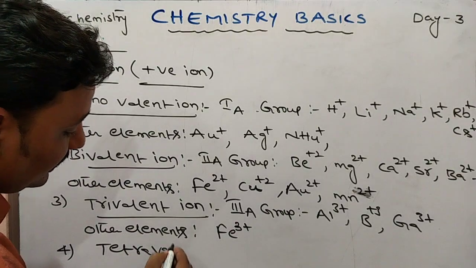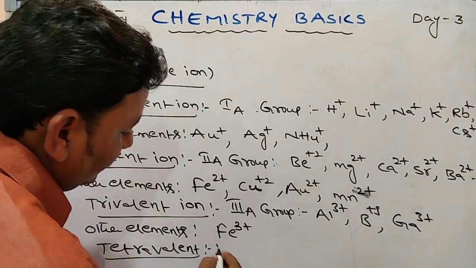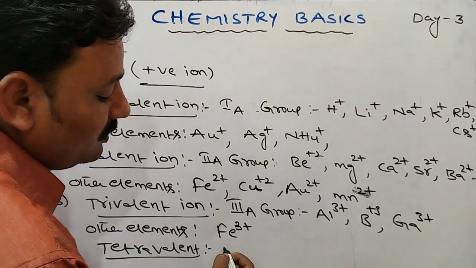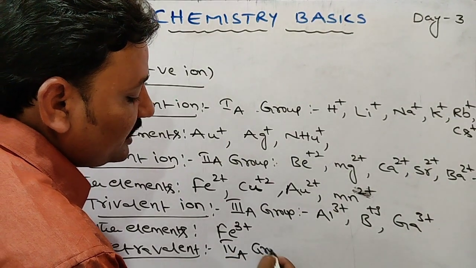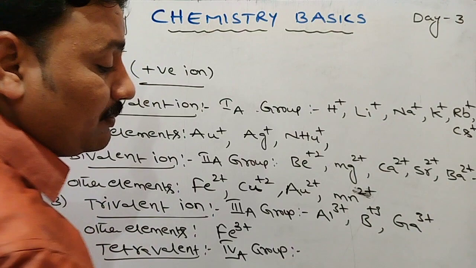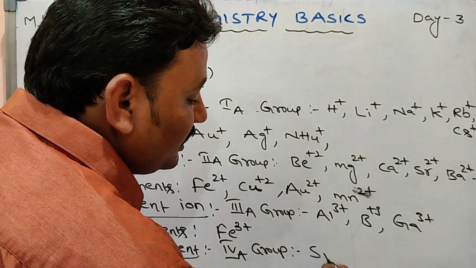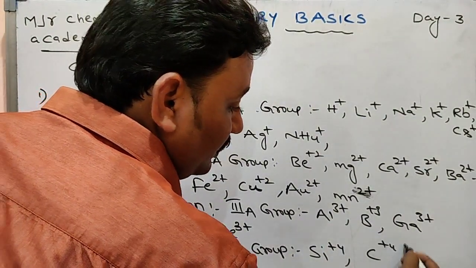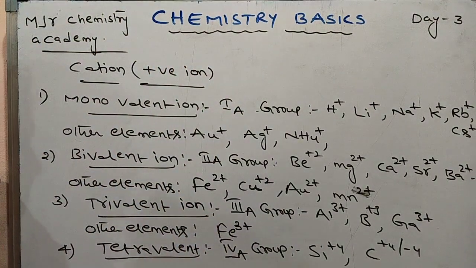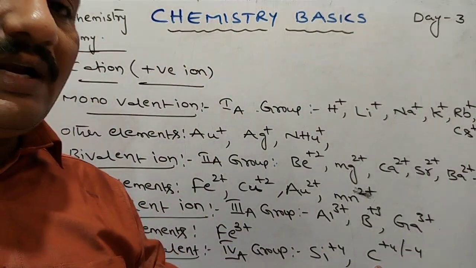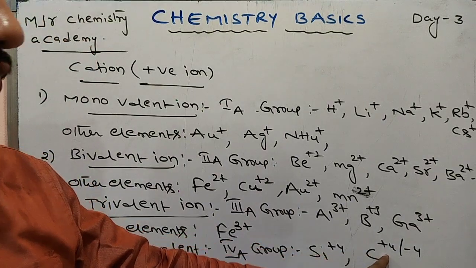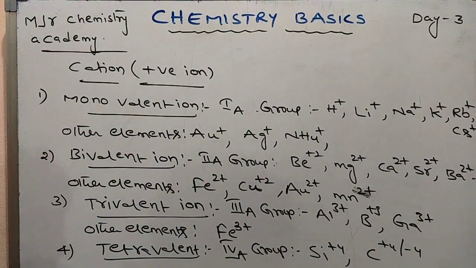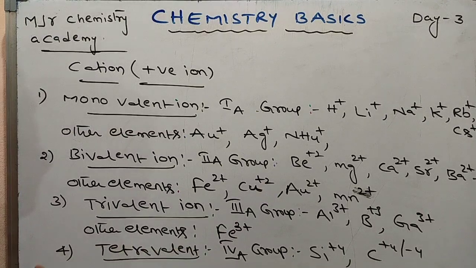Coming to the tetravalent: how many electrons are lost? 4 electrons, particularly by the fourth A group. What are the fourth A group elements? Carbon, silicon, germanium. Silicon shows plus 4. Carbon shows plus 4 and also minus 4, with equal probability. Carbon, atomic number 6, can lose 4 electrons to get stability like helium, or gain 4 electrons for stability like neon.